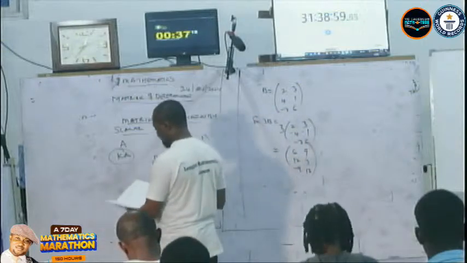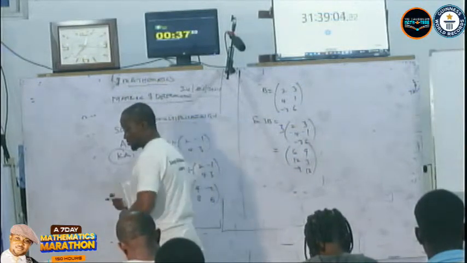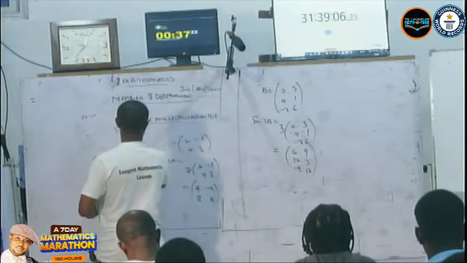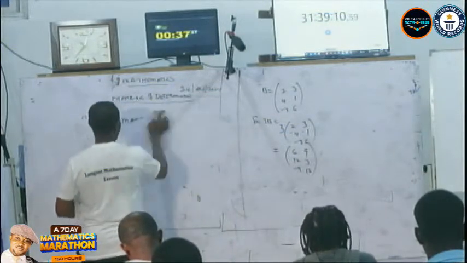Let's multiply matrix and see how it goes. You want to go to what we call matrix multiplication. Normal matrix multiplication now.